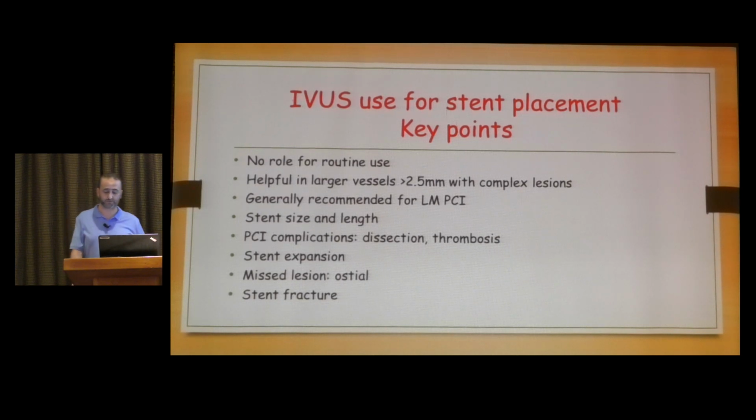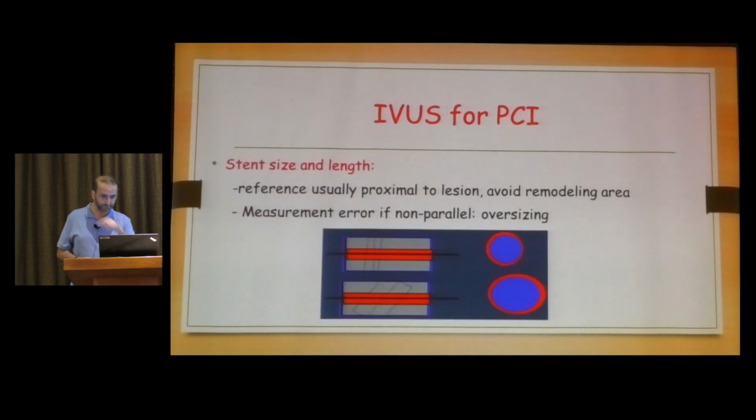IVUS can help us size our stents and the length of our stents if we use a motorized system. IVUS can help us if we have any PCI complications, looking for dissection, thrombosis, stent expansion, and if we have a missed lesion, especially in the ostium, and stent fracture. And there's also data about using IVUS in patients coming back with stent thrombosis to find out the reason for their stent thrombosis.